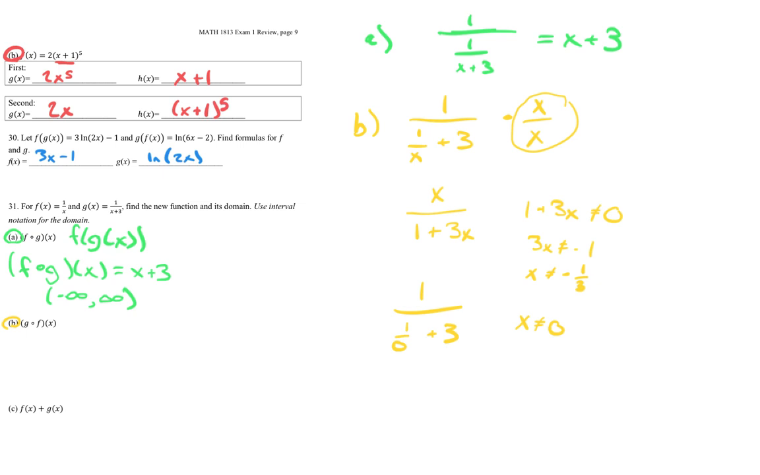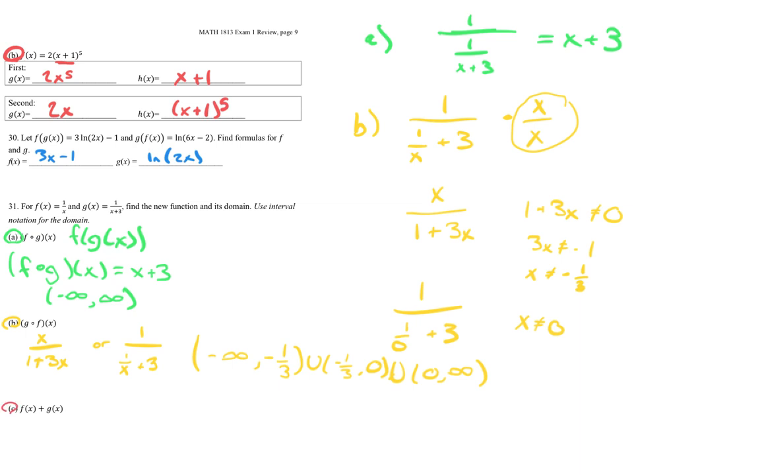So our domain is going to be all numbers except for those two that we found. So our function we can go ahead and write as x over 1 plus 3x, or 1 over x plus 3, but our domain is going to be negative infinity to negative 1/3, union negative 1/3 to 0, union 0 to infinity.